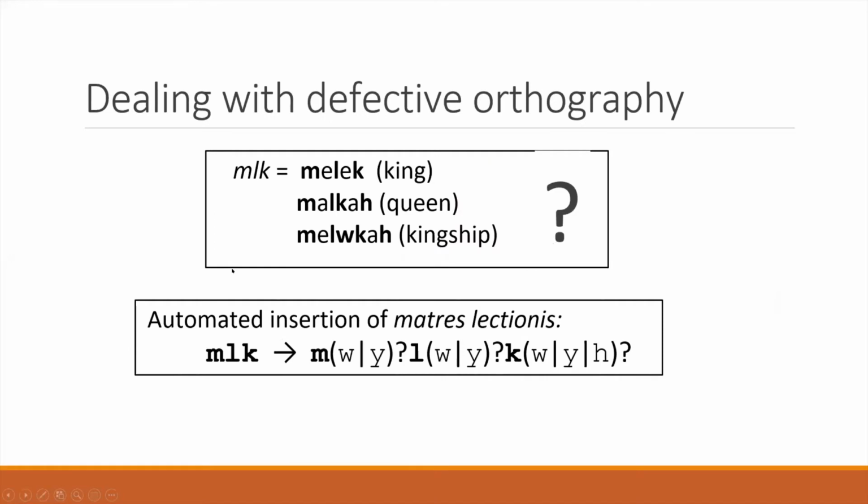And actually, we also use regular expressions for dealing with defective writing, that is, for finding matres lectionis. Basically, we concatenate the regular expression in each cell, but between every two characters, we add a vav or a yod or nothing. That's the question mark. Between every two letters. And in the end, we also add the final mater lectionis hey, which encodes a or sometimes also o, more rarely, in final position. So that's how we deal with this problem of defective orthography.